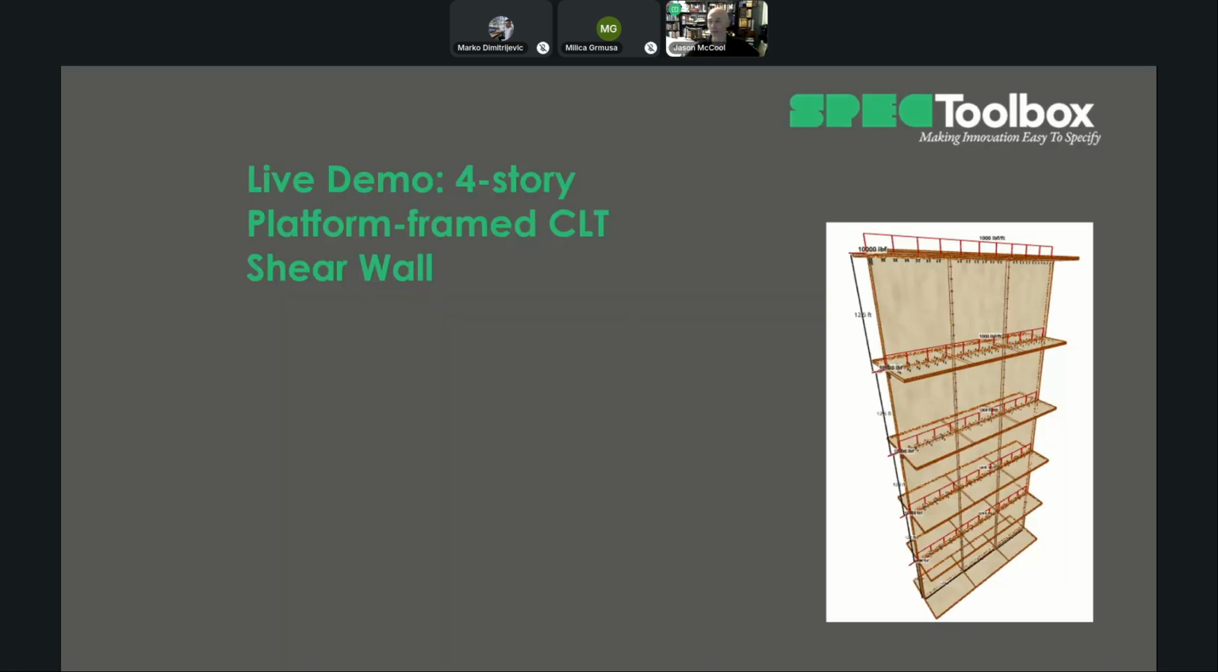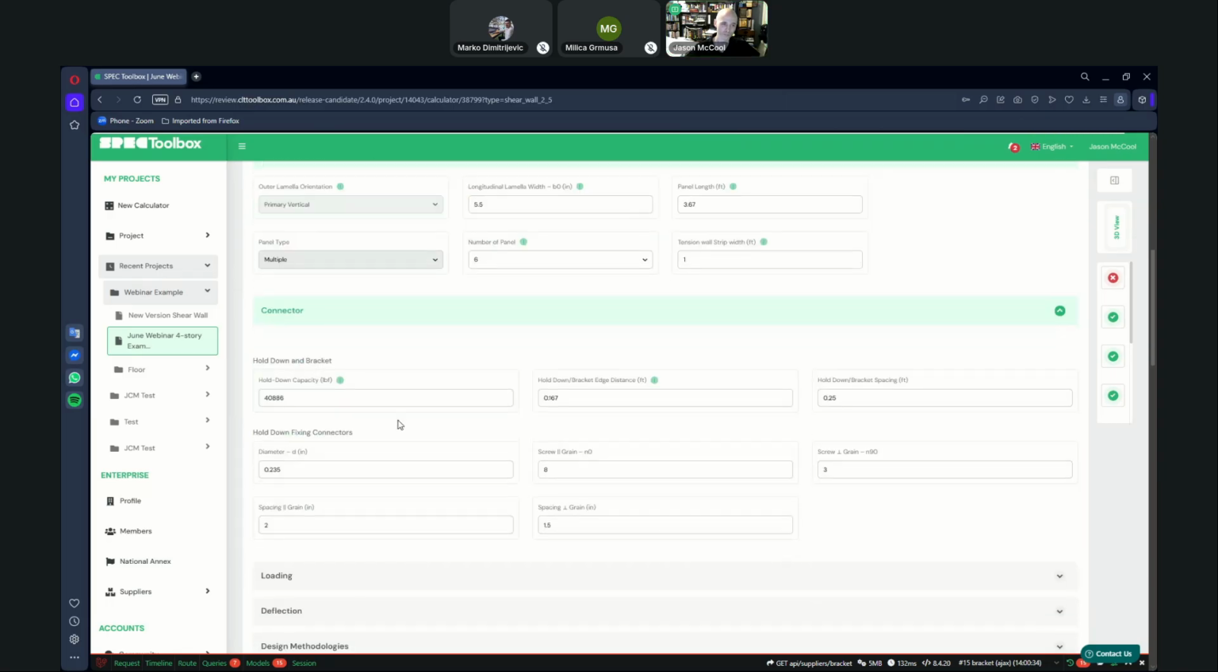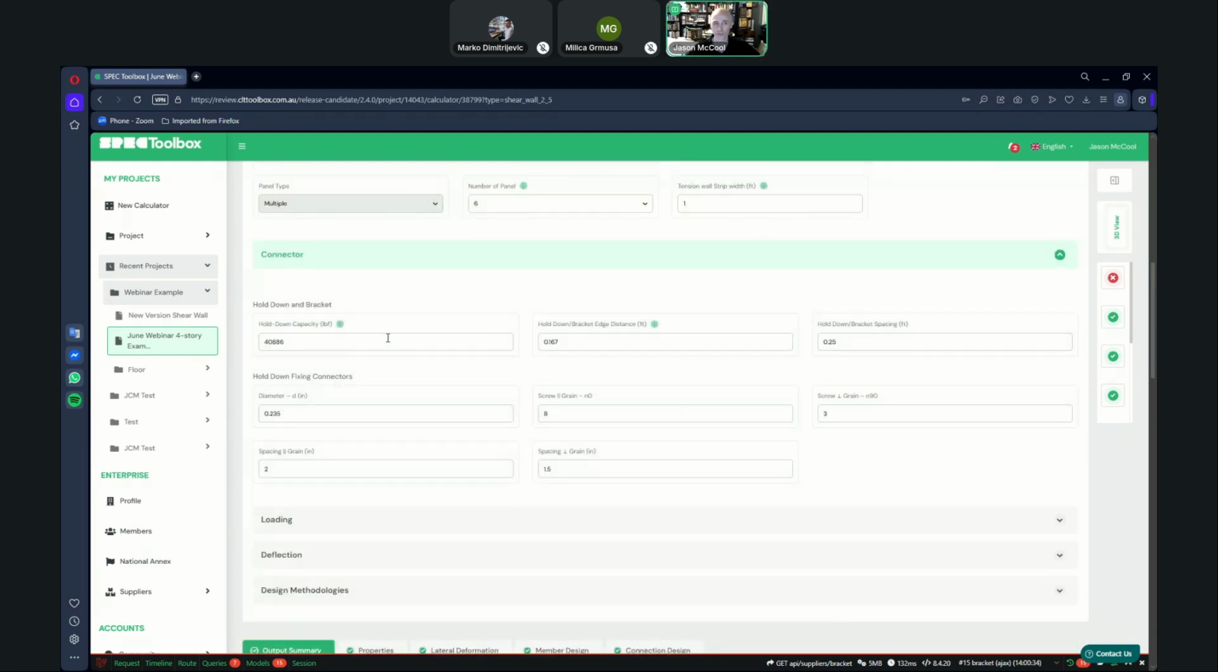So now let's jump back to that calculator, and you'll see some of those numbers showing up in here. So we've got these panels. Having to use a tie rod system, which isn't accounted for in SPEC Toolbox yet, but one thing I love about SPEC Toolbox is they're always adding new things. So hopefully that'll be in there soon.